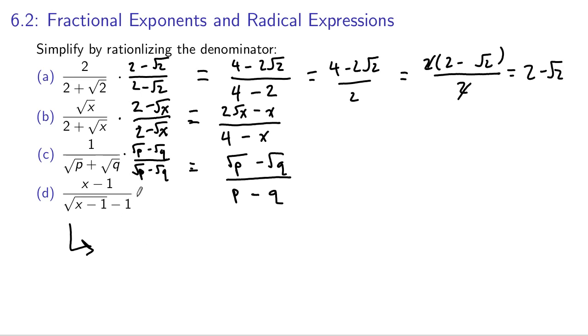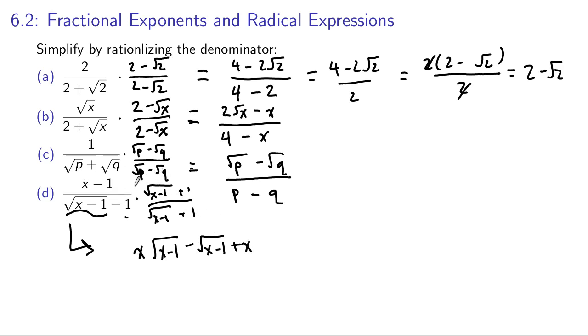Again, we got to multiply by the conjugate here, so that we have, this is our a, this is our b. We need to multiply by square root of x minus 1 plus 1 over the square root of x minus 1 plus 1. Okay, so distributing the numerator, we get x times the square root of x minus 1 for first. For our inner, we'll have minus the square root of x minus 1. For our outer, we have x times 1 plus x. And for our last, we have minus 1.